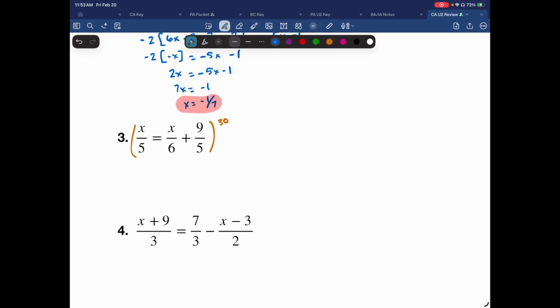All right, so that would be 5 goes into 30 6 times. 6 times x is 6x. All right, equals 6 goes into 30 5 times. 5 times x is 5x. And then 5 goes into 30 6 times. 6 times 9 is 54. So plus 54. Subtract the 5x, you get x equals 54.